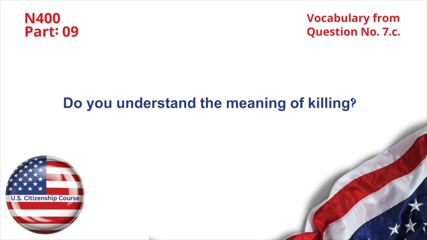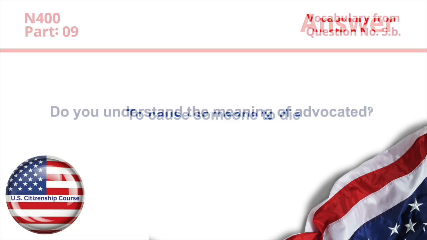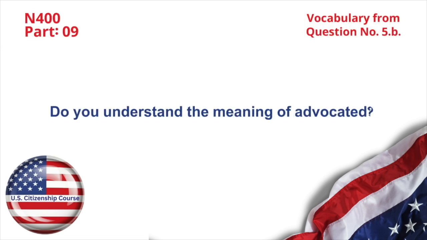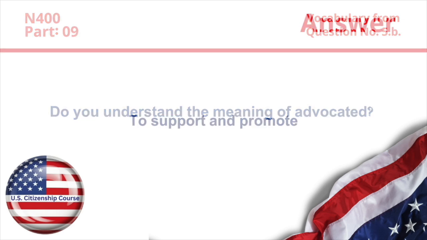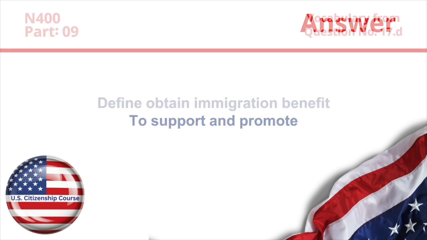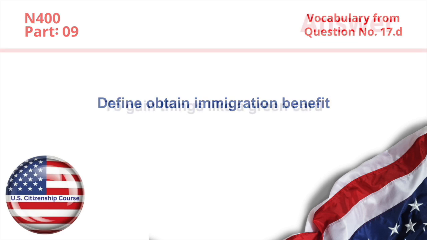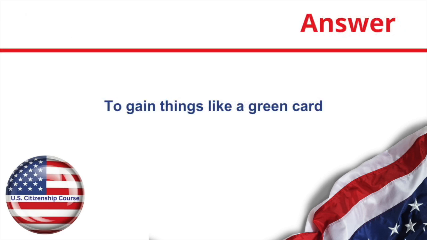Do you understand the meaning of killing? To cause someone to die. Do you understand the meaning of advocated? To support and promote. Define, obtain immigration benefit. To gain things like a green card.